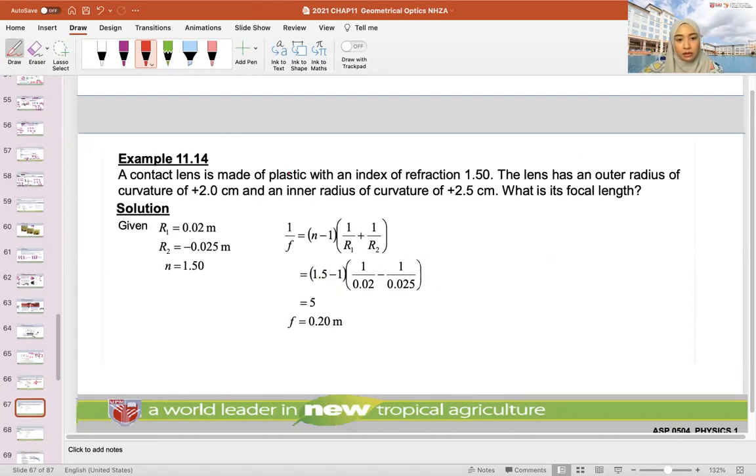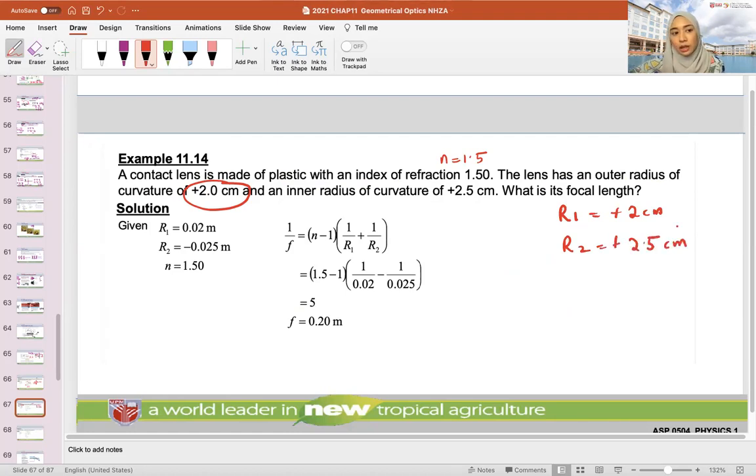Okay, next one. A contact lens is made of plastic, surprise, of course contact lenses are plastic, not glass, with an index of refraction of 1.5. The lens has an outer radius of curvature, positive 2. Here we don't know if the contact lens is converging or diverging, but it gave us the positive and negative. I don't know whether outer is R1 or R2, but I'm just going to assume it's R1, positive 2 centimeter, and inner radius of curvature R2, positive 2.5.